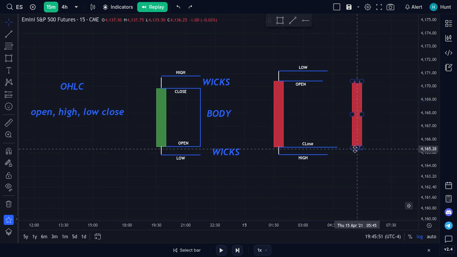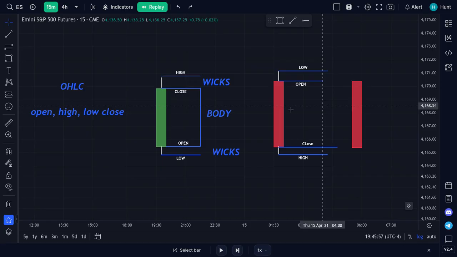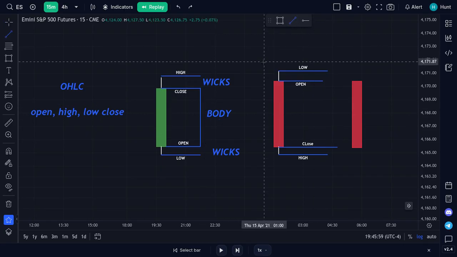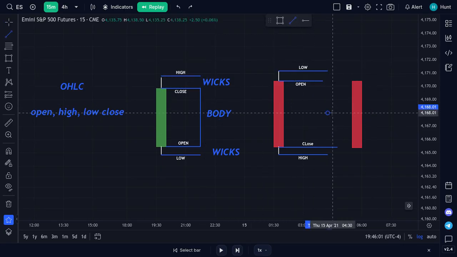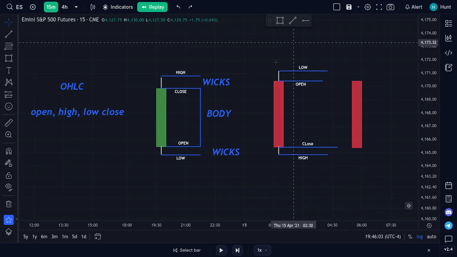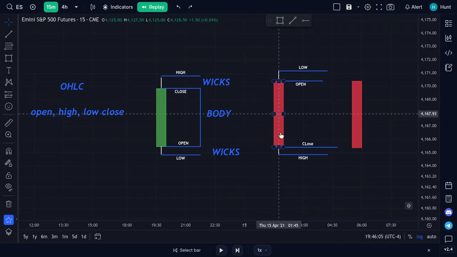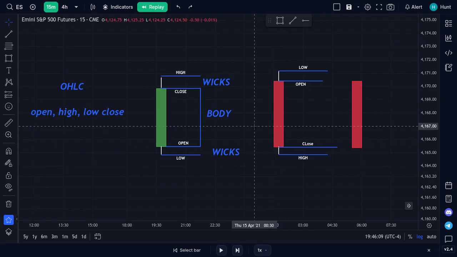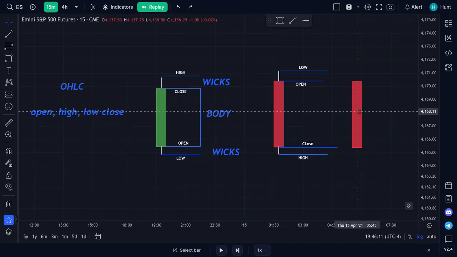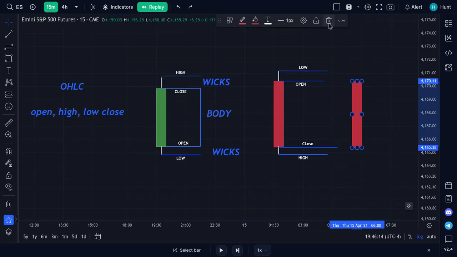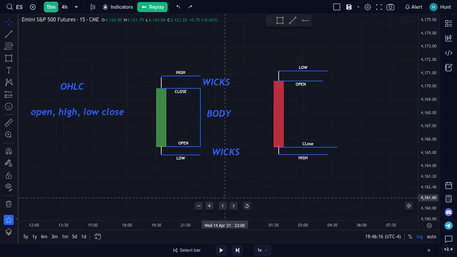And above the highest point it went, and below the lowest point that it went, would be the wicks, obviously what you see here. And the wicks work the same way on the bearish candlesticks, and the body works the same way. The meat of the candle is the body, the wicks are the skinny portions. So this is the basic anatomy of the candle. Screenshot this if you like, I'll give you a second.